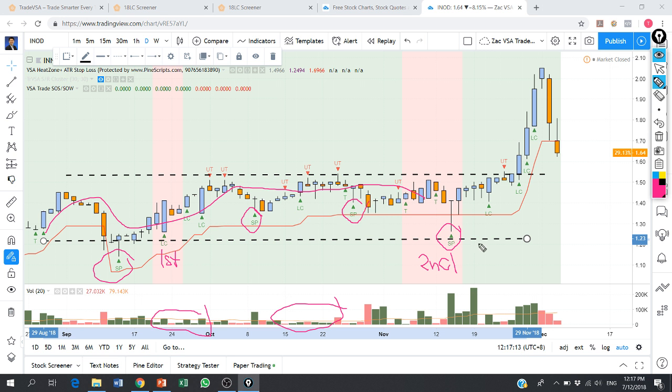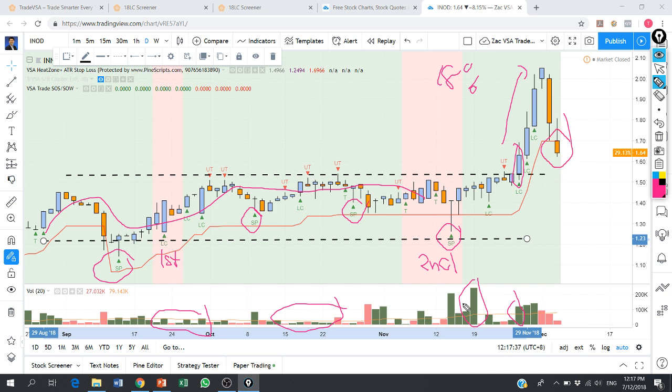This is the last spring that dipped below, almost touching the support, and then price just pushed up. Volumes coming in, which is nice, indicating smart money is ready, and then it pushed up with high volume again. So from here to here we have a profit of 18%.